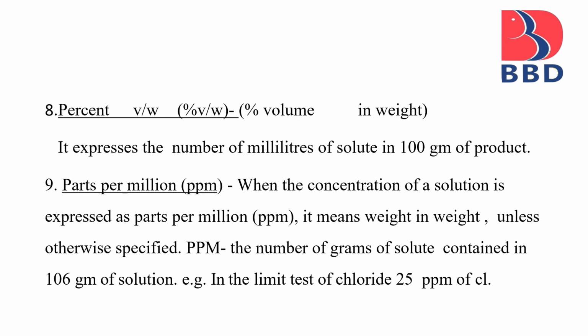Next method under this category is percent volume by weight. It expresses the number of milliliters of solute in 100 gram of the product. Next method of expressing concentration is parts per million. When the concentration of a solution is expressed as parts per million, it means weight in weight unless otherwise specified. It is the number of grams of solute contained in 10^6 gram of solution.